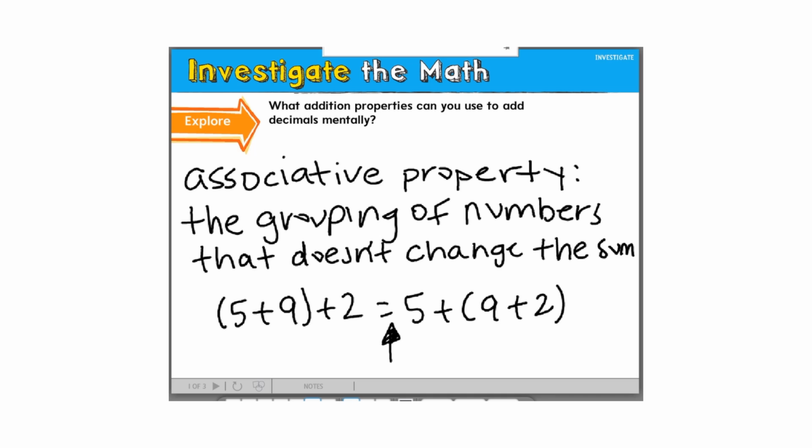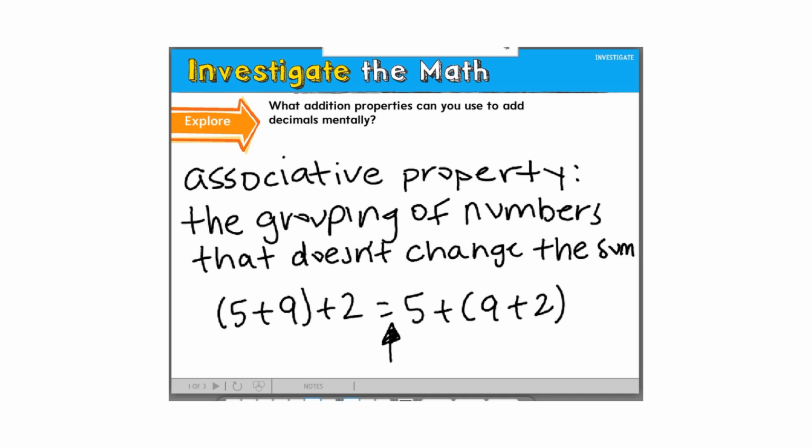Now, the difference between the associative property and the commutative property: with the associative property, I'm just grouping numbers that are already next to each other. The 5 and the 9 are already next to each other, so I could group those together. In the other problem, the 9 and the 2 are next to each other, so they've chosen to group those together and add those first. The commutative property is the next one, and it's a little different because you're actually changing the order of the numbers. You're shifting the numbers around, and it still doesn't change the sum.